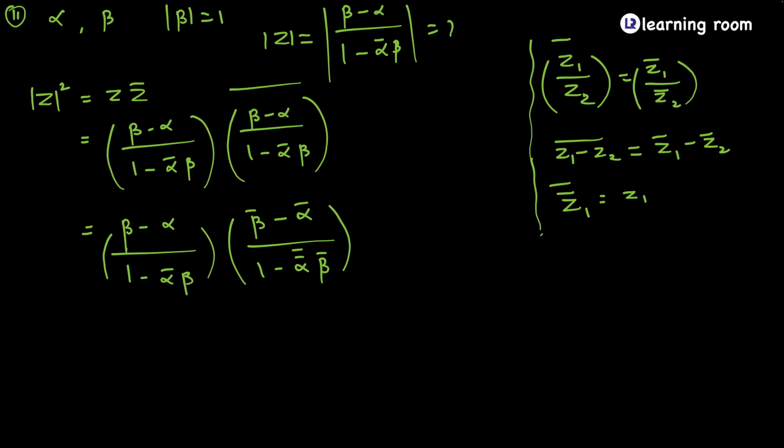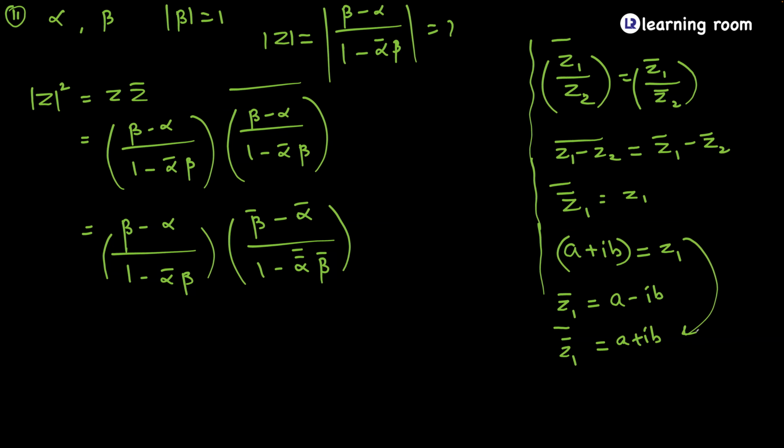I'll tell you, see, if I have A plus IB, let me call it as Z1. Then what is Z1 conjugate? A minus IB. Then what is the conjugate of Z1 conjugate? It is A plus IB, which is nothing but Z1 itself. So when you apply the operation twice, you will get back the original value. So why I'm telling that is, you have alpha conjugate's conjugate, which is actually going to be alpha itself.